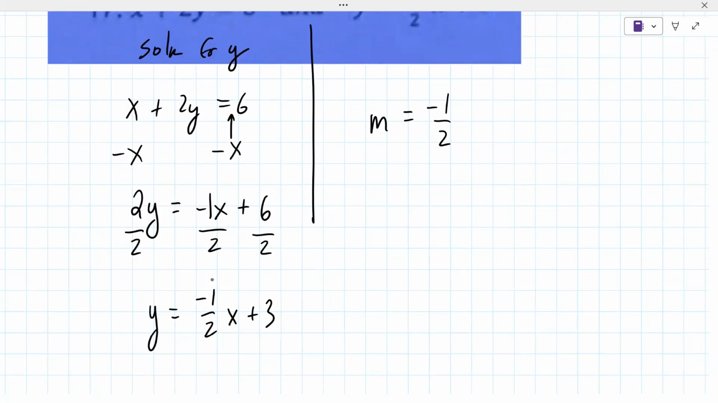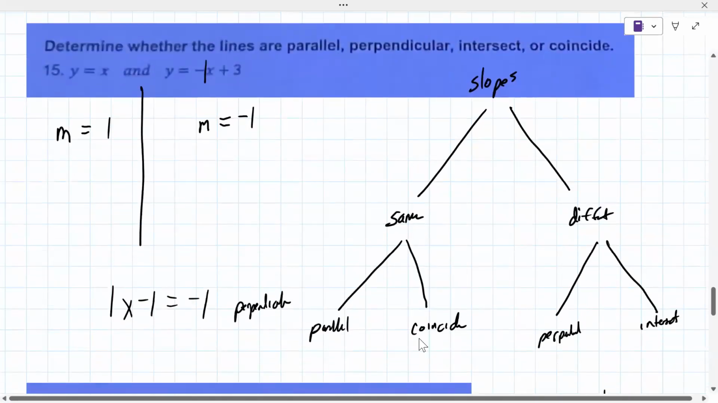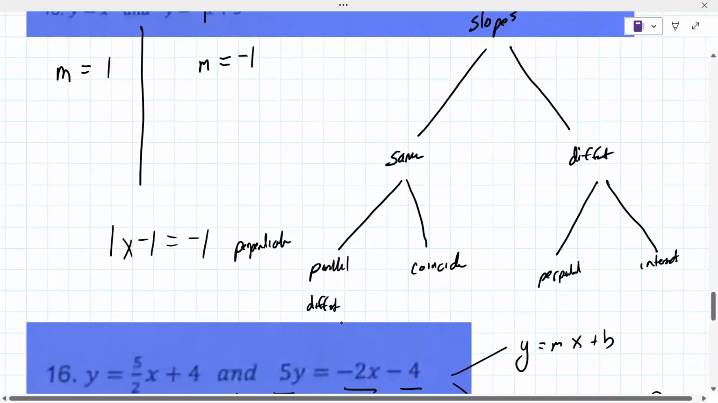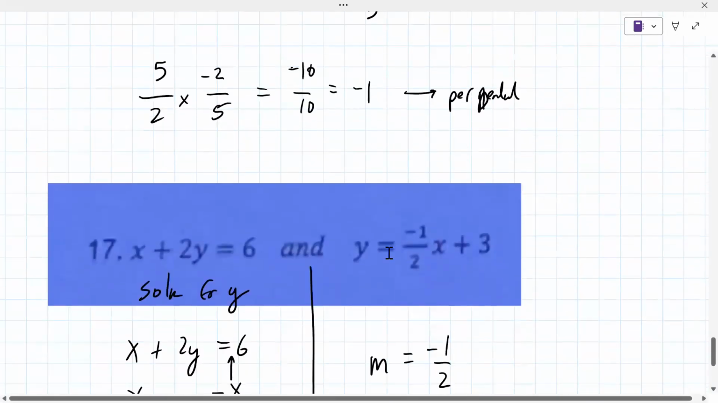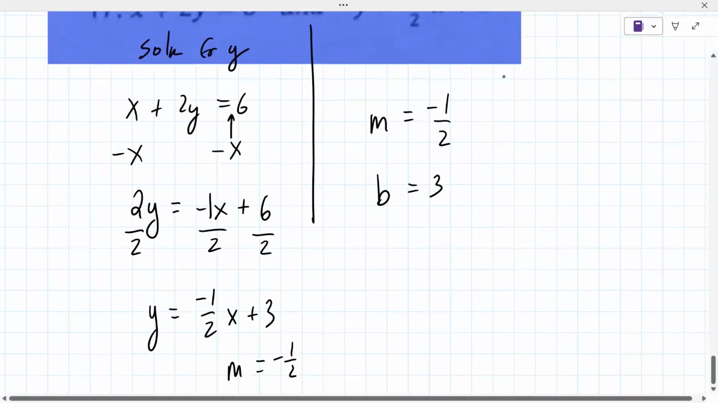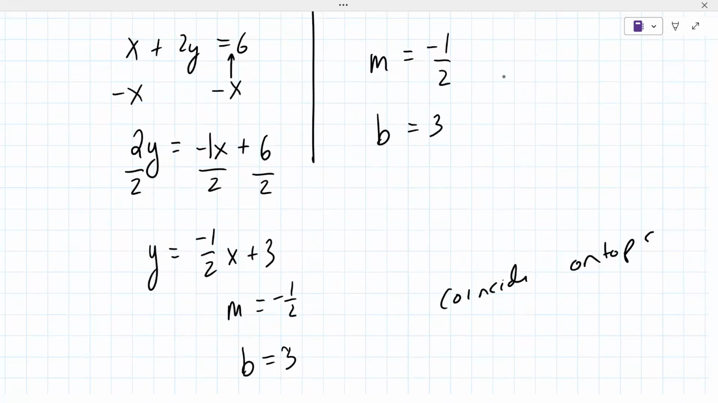They are the same. Yeah, the slope here is the same. So here are the possibilities when they're the same. They're either parallel or they coincide. The parallel is when they have different b values, y-intercepts. So let's take a look here. What's the b value on the one on the right? It's 3. What's the b value of the one on the left? 3. So these coincide, which means that they are on top of each other. They're essentially the same line.